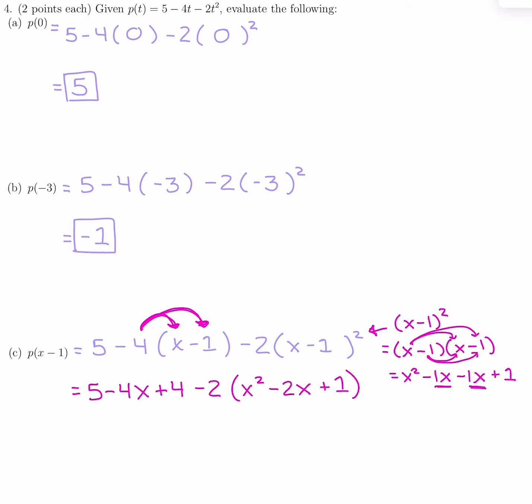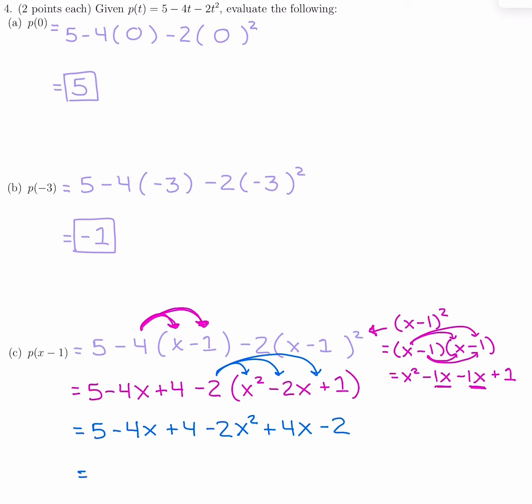So we still have some distributing to do before we can combine like terms here. We need to do that negative 2 distributed to each term. So I'm going to keep that 5 minus 4x plus 4. We have negative 2 times x squared is negative 2x squared. Negative 2 times negative 2x is plus 4x. And negative 2 times positive 1 is negative 2.